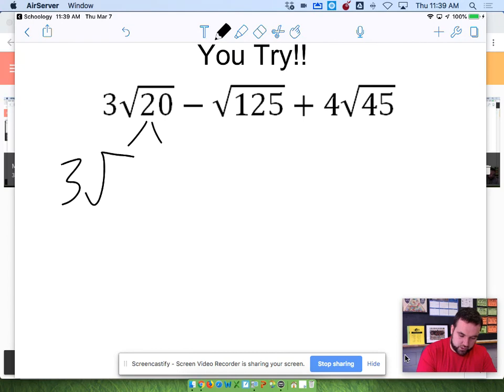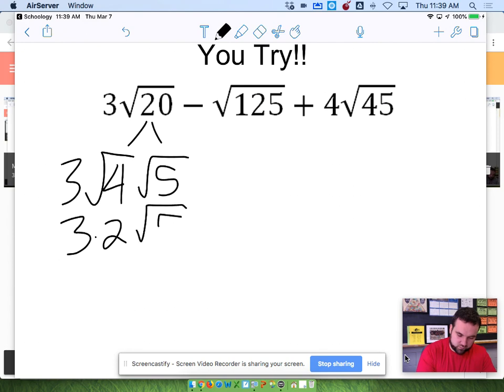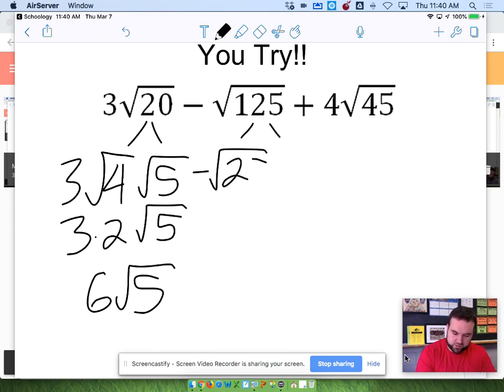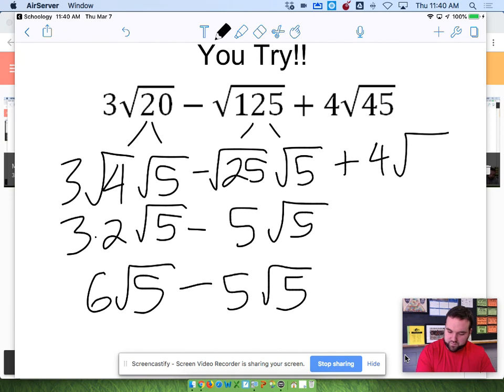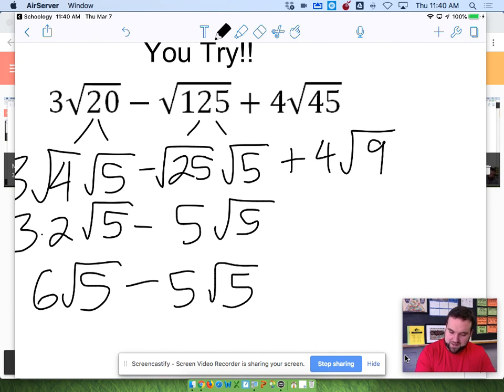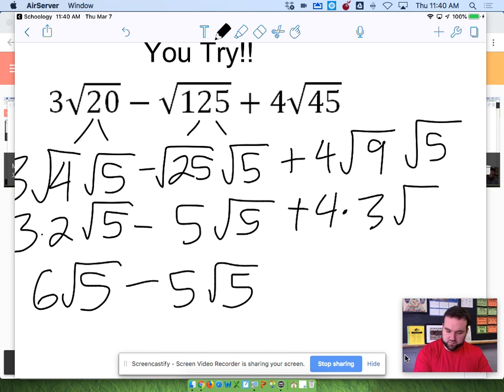So we know root 20 can be root 4 times root 5. This becomes 3 times 2 root 5. So our first term simplifies into 6 times the square root of 5. 125 is a little bit trickier, but that's just 25 times 5. So this becomes minus 5 root 5. And then finally, we have 4 times the square root of 45. But 45 can be broken up into 9 times 5. I'm choosing 9 because I know the square root of 9 to be 3. So this was 4 times 3 root 5, which becomes 12 root 5.